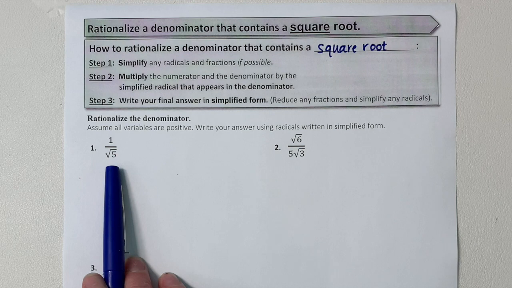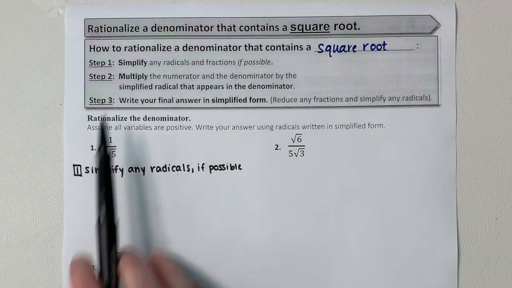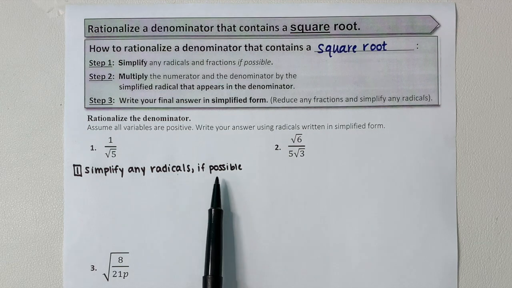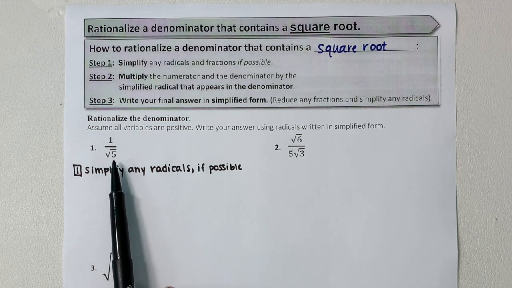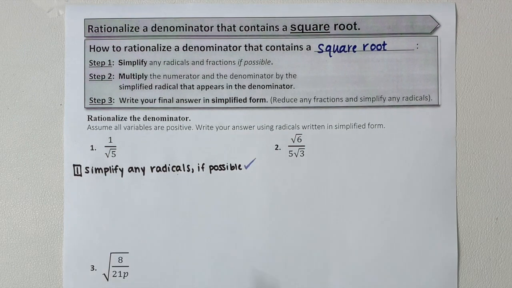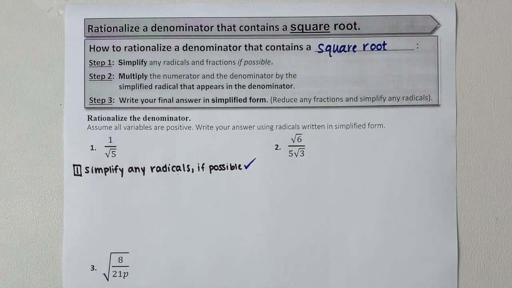So if you're asked to rationalize a denominator, that means that you're supposed to rewrite the problem so that there is no radical in the denominator. And to do that, we just need to follow these 3 steps. Step 1, as it says here, we need to simplify any radicals if possible. Can this square root be simplified? 5 is not a perfect square, and there are no perfect squares that multiply evenly into 5. So that means that this square root cannot be simplified. So I've just put a check mark next to step 1. We checked, but this radical can't be simplified.